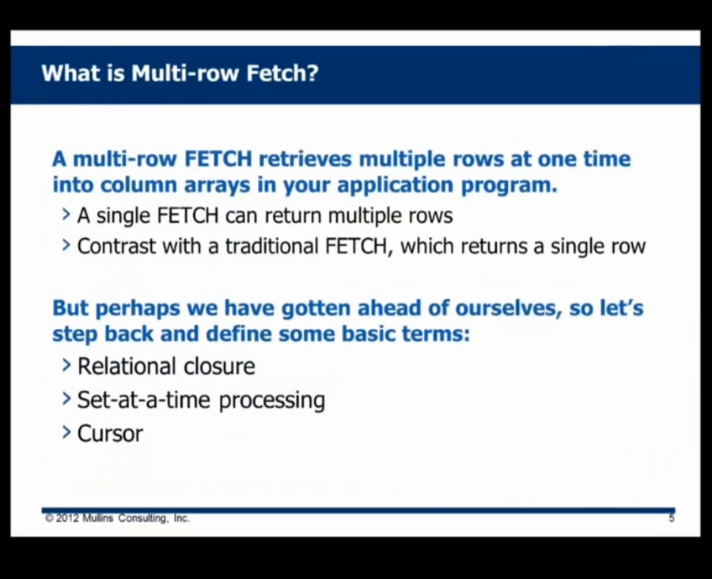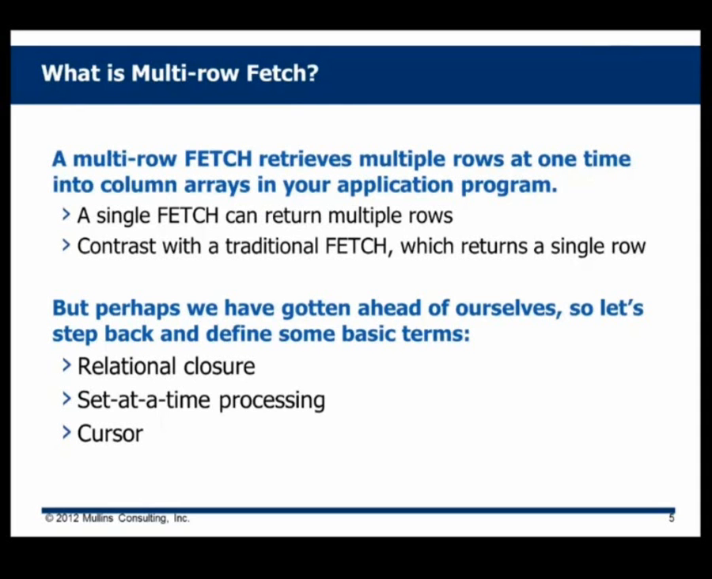So let's start out. What is a multi-row fetch? Well, what it does is it allows you to retrieve multiple rows at one time into arrays in your application program. So if you're used to coding up a cursor and fetching a row, every time you fetch a row, you get one row back. With multi-row fetch, every time you fetch, you get multiple rows back.